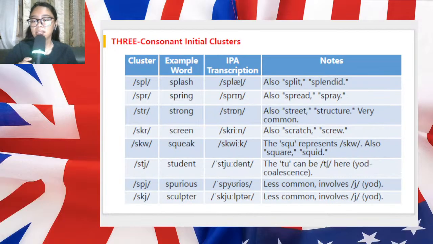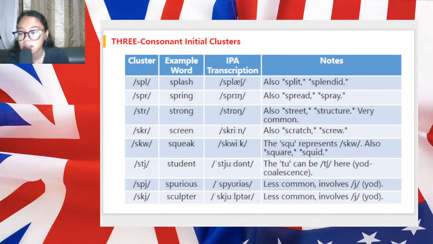huge. And lastly, the three consonant initial clusters, which include spl, splash; spr, spring; str, strong; scr, screen; skw, squeak; stj, student; spj, spurious; skj, sculptor. Okay? Those are our initial consonant clusters, either two consonant initial clusters or three consonant initial clusters.